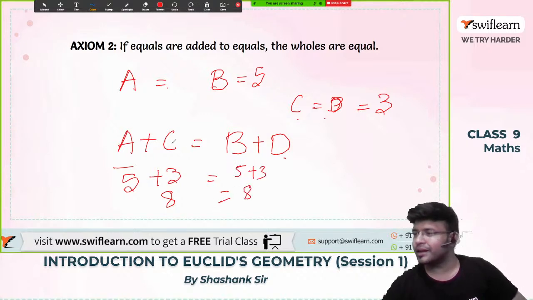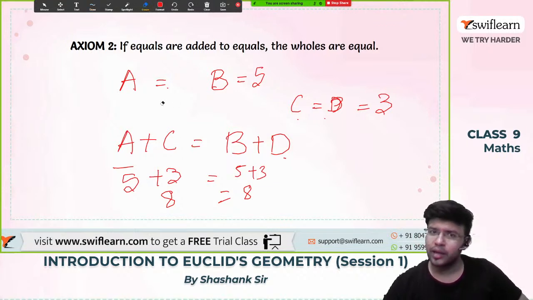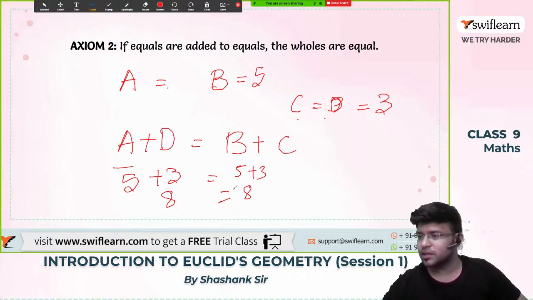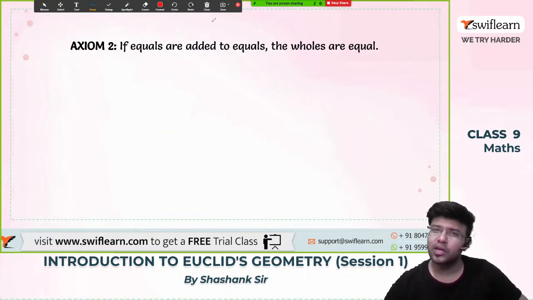Sir, here we don't have to add C, we have to add D. Okay, add D. You will get the same thing. A plus D and B plus C. Yes. So this is the second axiom.